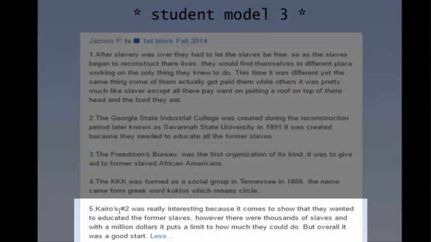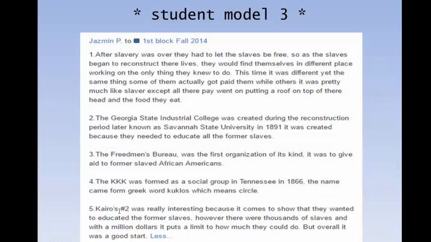Post number 5 is this student, Jasmine, commenting on what Cairo had written, and what Jasmine does is actually clarify and elaborate on Cairo's post by providing some additional information. So a subsequent student would see that note and be even further along in terms of his or her own understanding of the content.